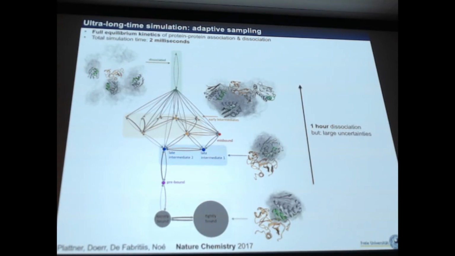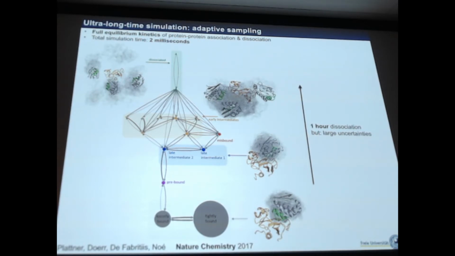Okay, but the methodologically cool thing about this work is that you do get dissociation events throughout this network that are consistent with a dissociation time of 1 hour. The problem is it still has very large uncertainties, so you wouldn't want to use this as an effective tool to compute this number if the number is the thing you are after.